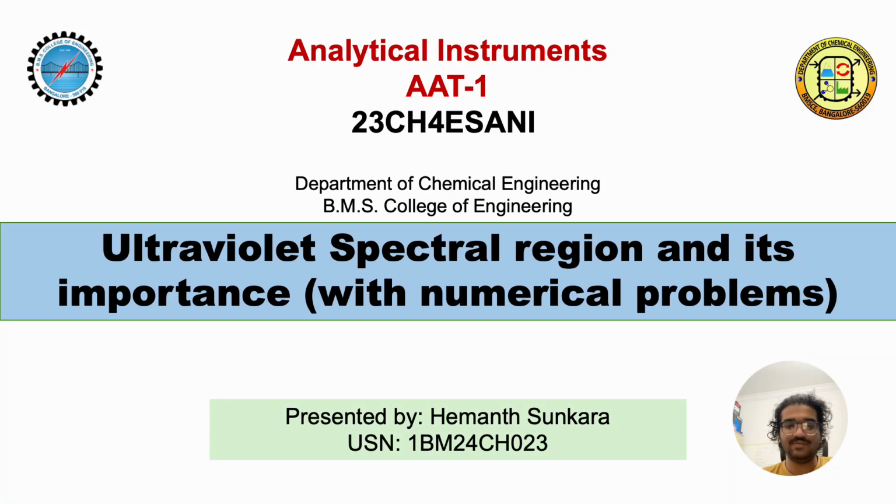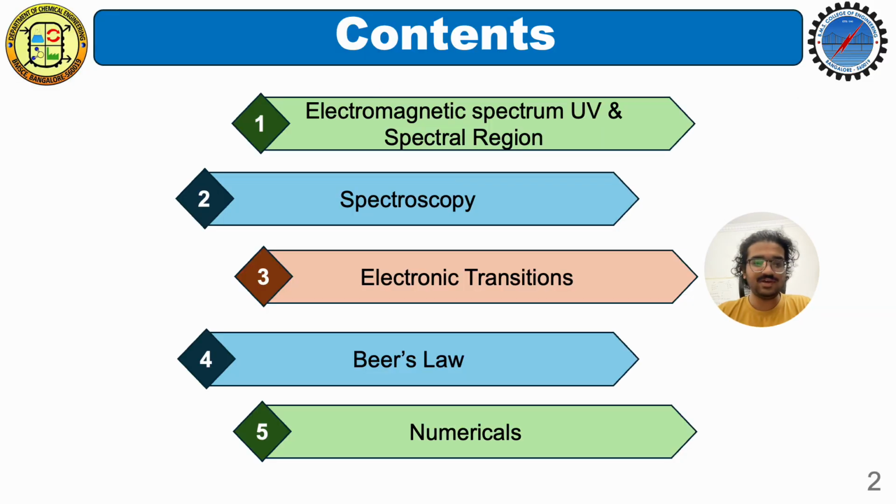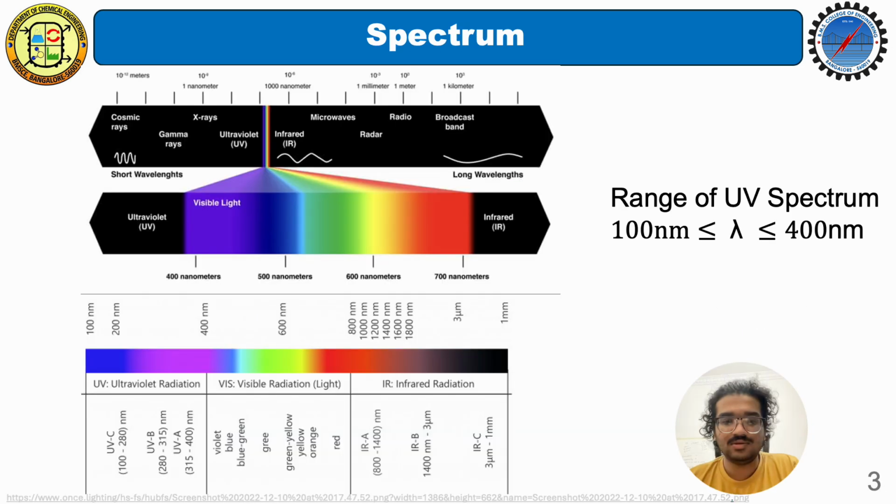Hello everyone, today we'll be covering UV spectral regions and its importance along with two numerical problems. For the contents we'll be covering today, we'll be covering the electromagnetic spectrum and in specific UV and its spectral region. We'll be covering the spectroscopy method. We'll be covering how electronic transitions work. We'll be covering Beer's law and we'll be doing two numericals.